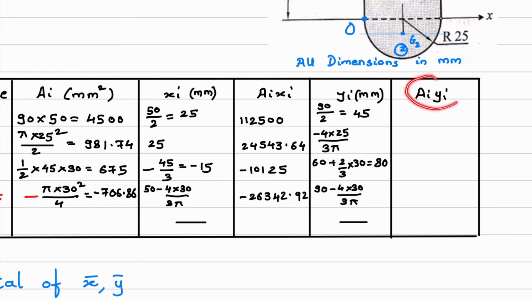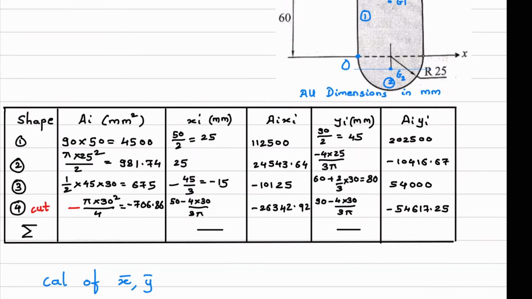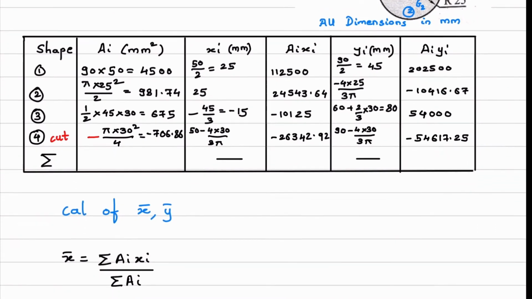Next, we will calculate this ai into yi. So ai into yi for the first one, 202,500. Second one, minus 10416.67. For the third one, 54,000. And the fourth one, minus 54617.25. Now, what is the formula of x bar and y bar?